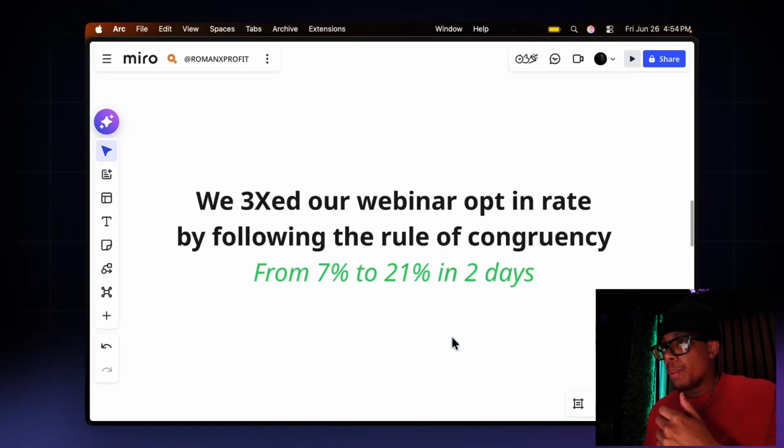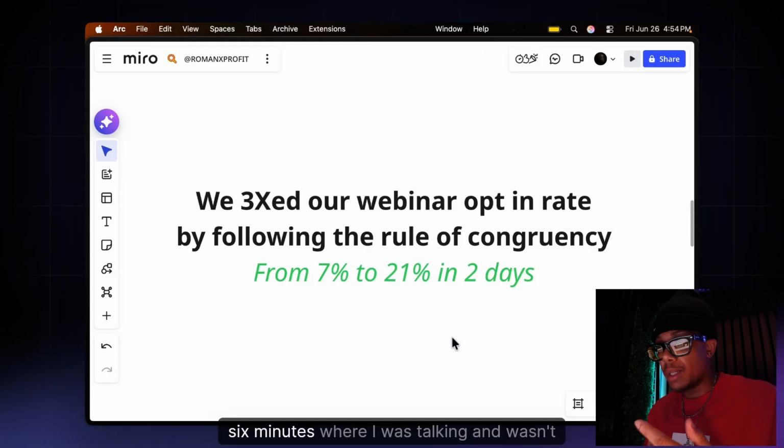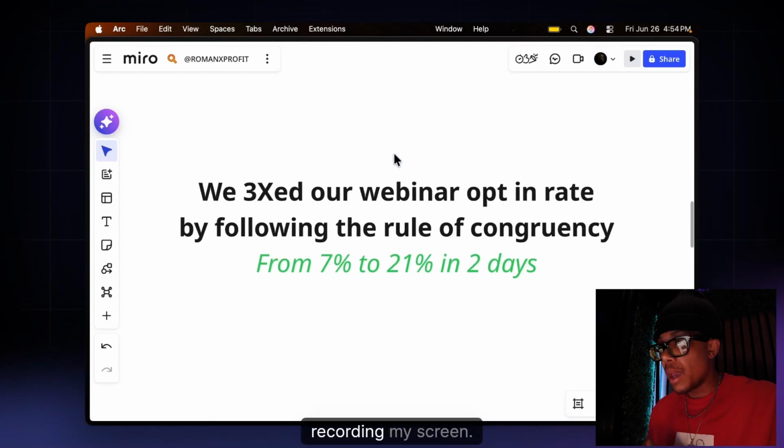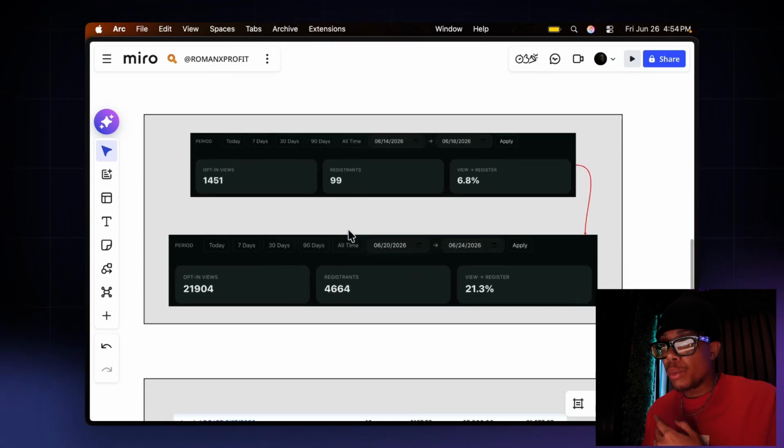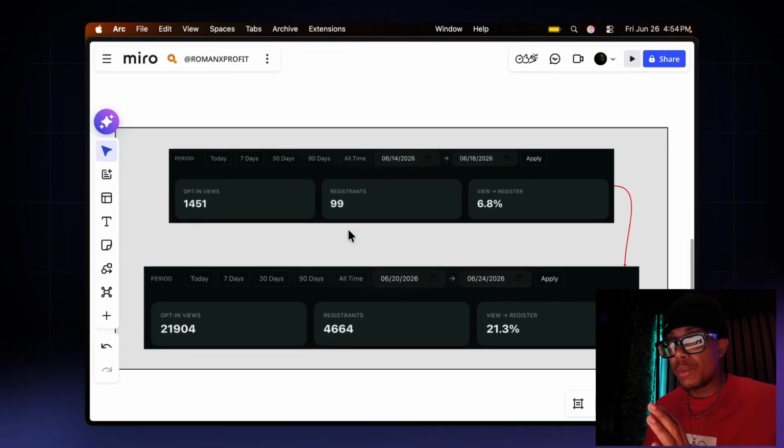I'm about to show you exactly how we were able to triple our webinar opt-in rate by following the rule of congruency. From 7% to 21% in just 2 days, this is exactly how we did it. Here you can see from June 14th to June 18th, we were running the webinar ads for 4 days. We had a 6% opt-in rate, 99 registrants, and over 1,500 opt-in views.